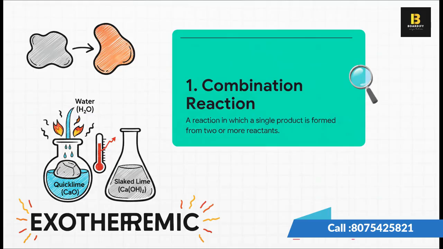First up, we have the combination reaction. And the name pretty much gives it away, right? It's when 2 or more things combine to form one single product. A great example is adding water to quicklime. They combine, and you get slaked lime. And if you've ever seen this, you know it gets really, really hot. Any reaction that releases heat like this is called an exothermic reaction.